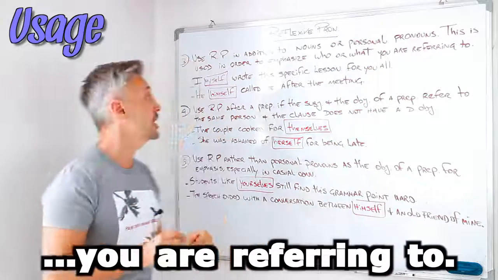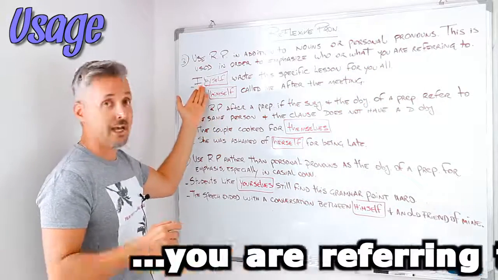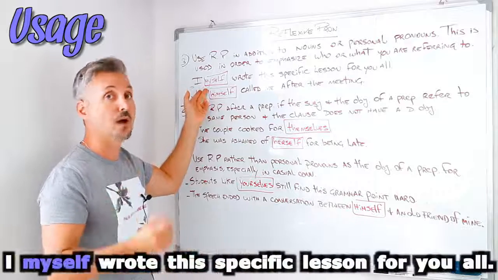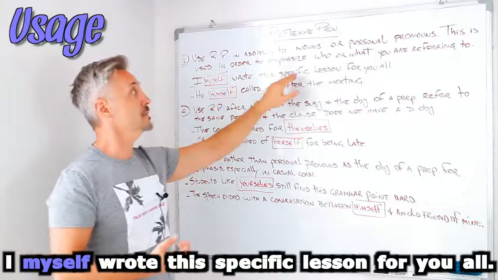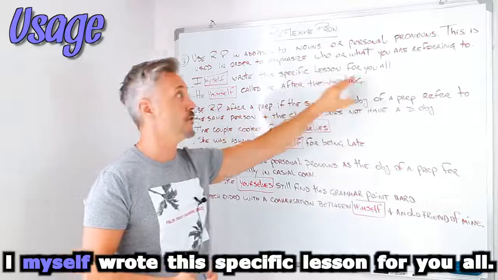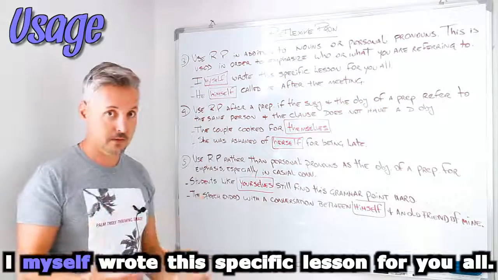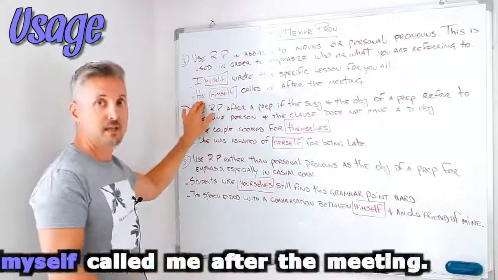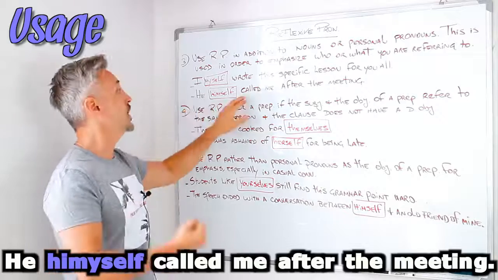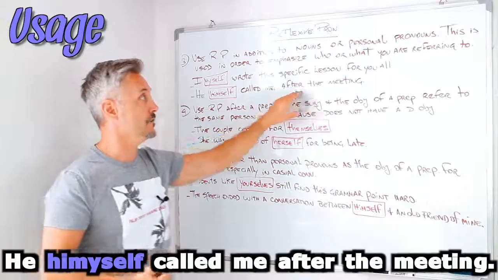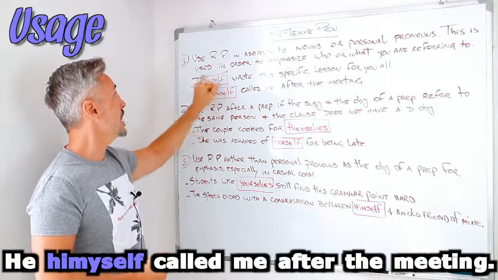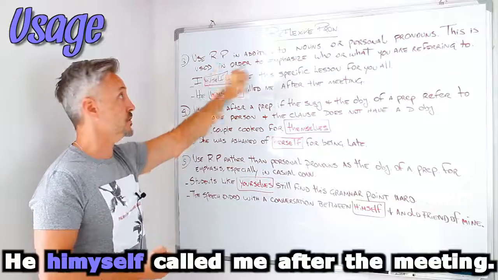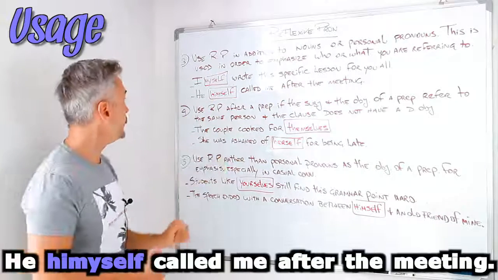Let's look at my example. I, myself, so I, myself, wrote this specific lesson for you all. Another example. He, himself, called me after the meeting. So you can see that himself and myself emphasize the personal pronoun.